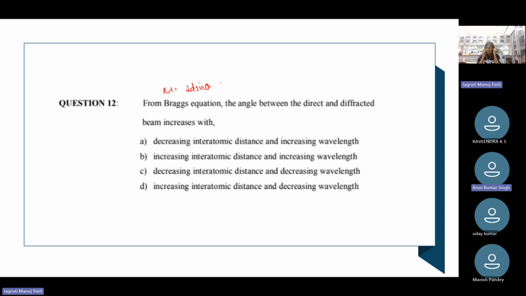So what happens when the angle in between the direct and diffracted beam increases? So if theta increases, then d will be decreasing. In reverse, d will decrease, and d decreases means interatomic distance will decrease. Then the answer is this one. We'll explain.